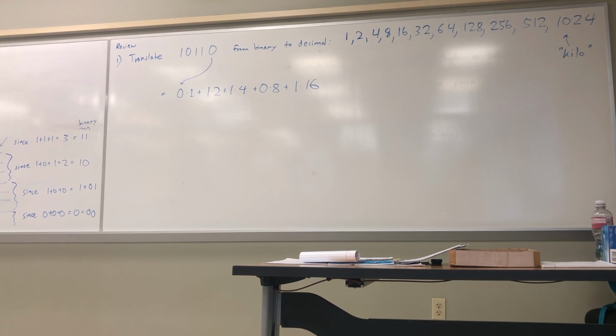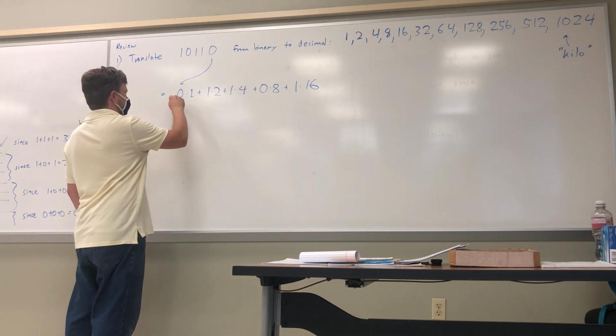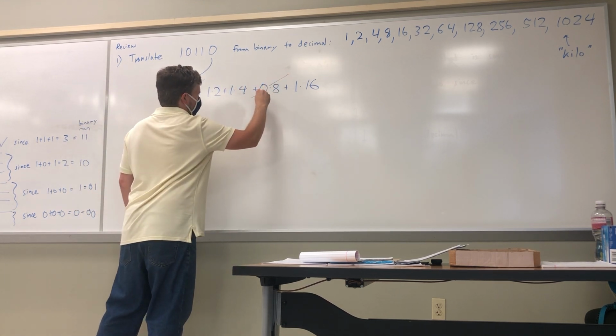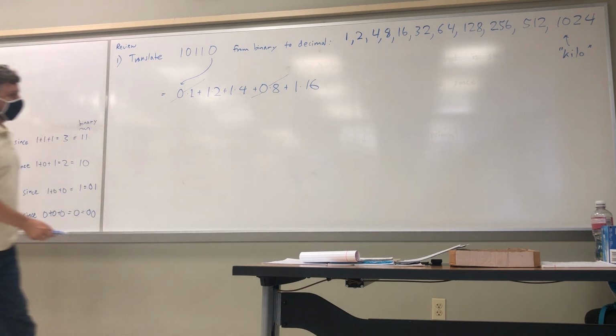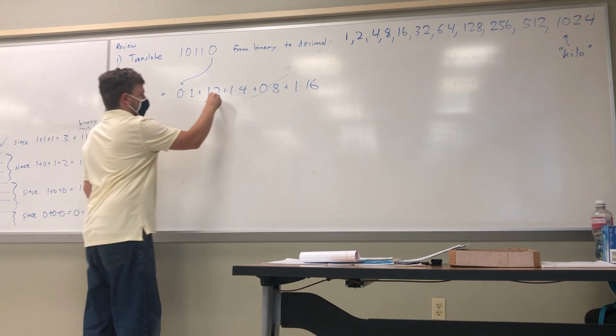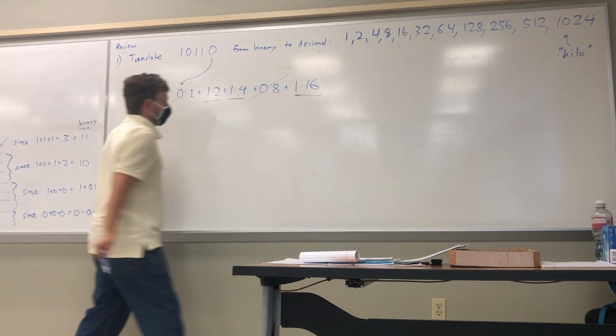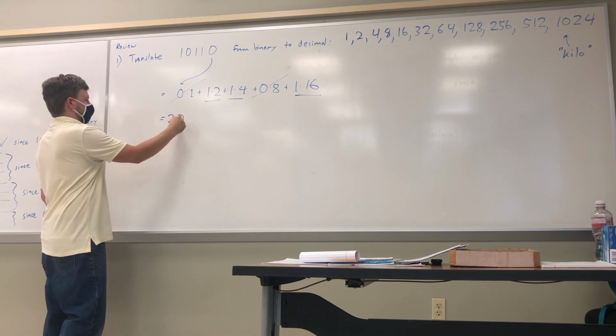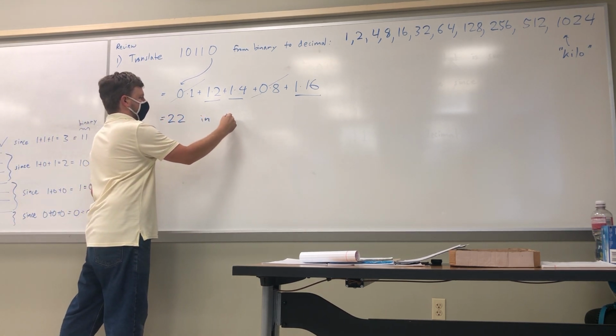So 0 times 1 is the first thing, and then the 2 1s are 1 times 2 and 1 times 4. Then a 0 times 8, and then finally a 1 times 16. Now I have to be careful not to accidentally count some of the ones that are 0s. So I'll go ahead and cross those out. Like that's a 0, that's a 0. So all that's left are the 2, the 4, and the 16. So adding those up gives me 22 in decimal.